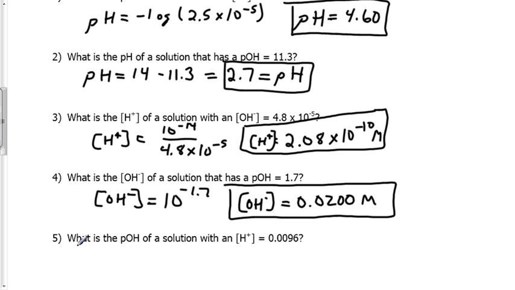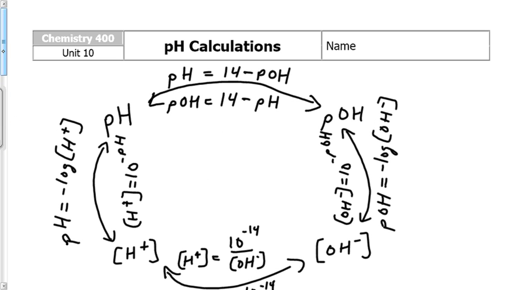Okay, our last calculation. What is the pOH of a solution with a hydrogen ion concentration equal to 0.0096? So we're going from H plus to pOH. So if we go up here, going to H plus from pOH, we're not going to be able to get there in just one step like we have been. We need to take two steps. We can either go from the pOH to the pH and then down to H plus, or we can go from the pOH to the OH minus over to the H plus. Either way works. I'm actually going to do both just to show you that they're the same.